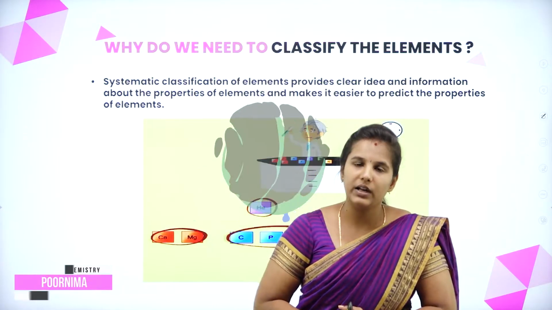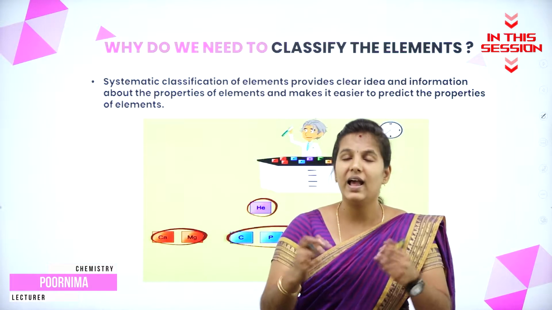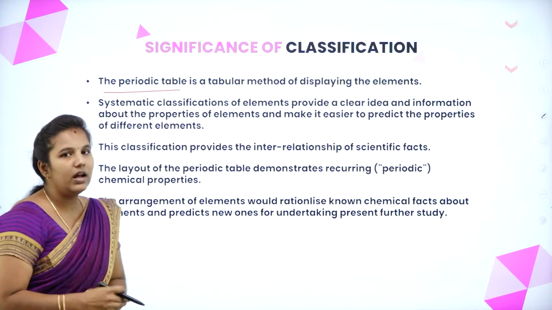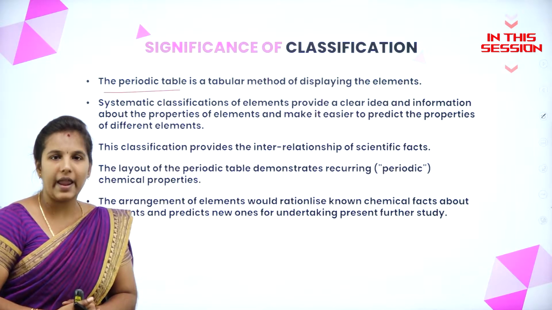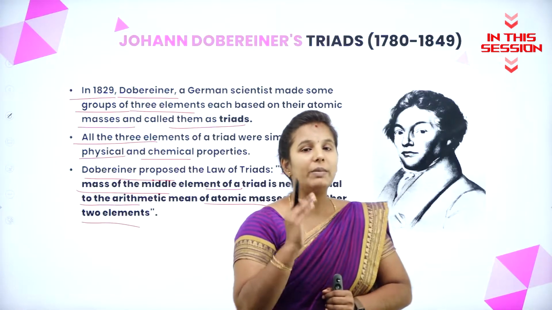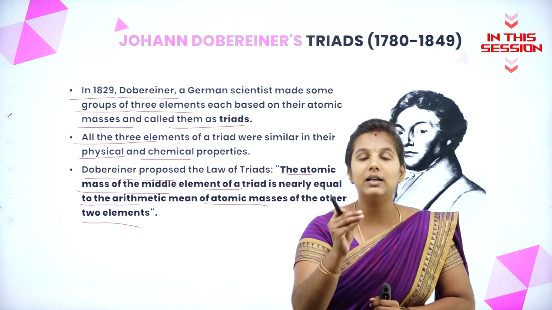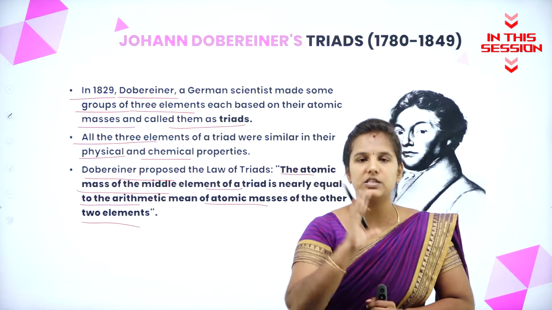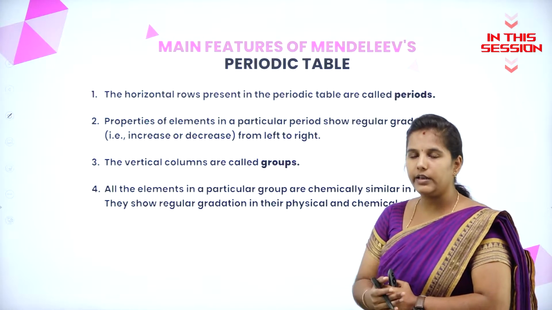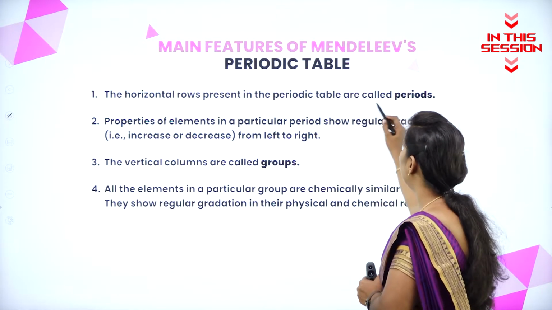This periodic table will be very much useful for the chemistry student as well as for the chemist. The periodic table is nothing but a tabular display of elements. The atomic mass of the middle element is always equal to the arithmetic mean of the atomic masses of the first and the last element. So in the Mendeleev periodic table, he considered the horizontal row as a period.